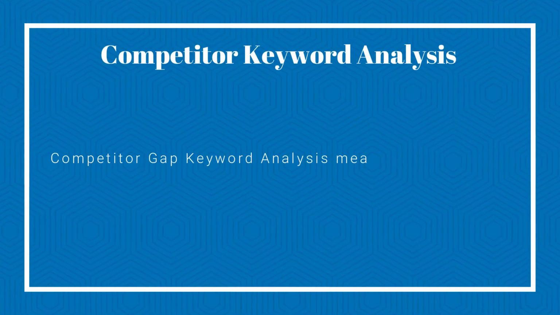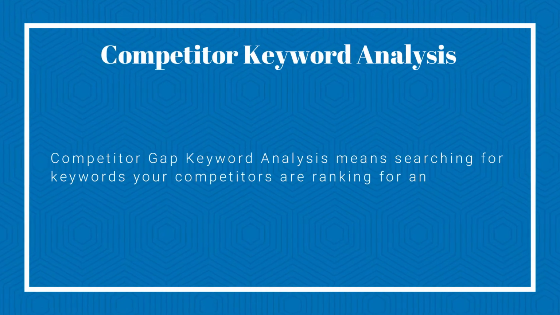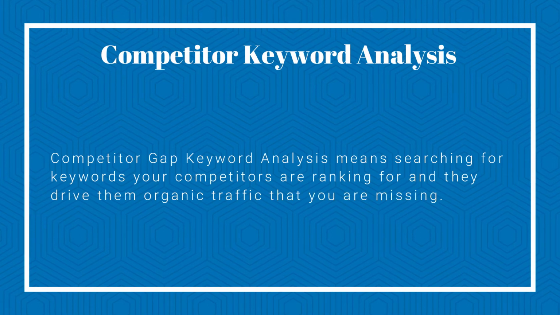The third step of SEO competitive analysis is to do keyword gap analysis, or also called competitors keyword analysis, to find keyword opportunities to grow your organic traffic. Competitor gap keyword analysis means searching for keywords your competitors are ranking for and they drive them organic traffic that you are missing. As you might realize, that's why it's so important to find same level competitors, because if their website is ranking for the keyword and it drives them organic traffic to their website, thus your website can too.